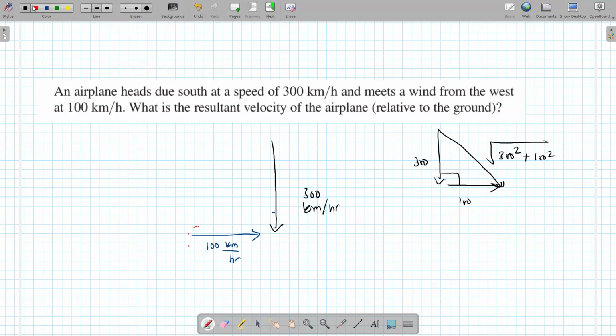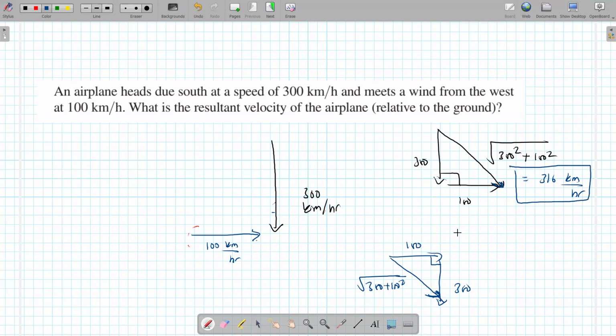At the same time, we could also move this down here. This is 300, this is 100, it's still 90, it's still SOHCAHTOA. And you'll notice that this is the exact same thing as this. We drew it differently, but they represent the same thing, because in vector addition the order doesn't matter. So 300 squared plus 100 squared, it's not going to be even close to 400. So what is this answer? 316. So the answer is 316 kilometers per hour.